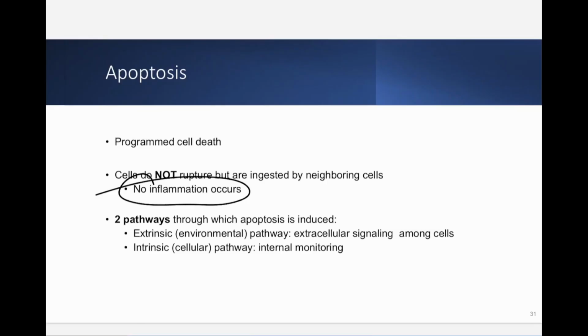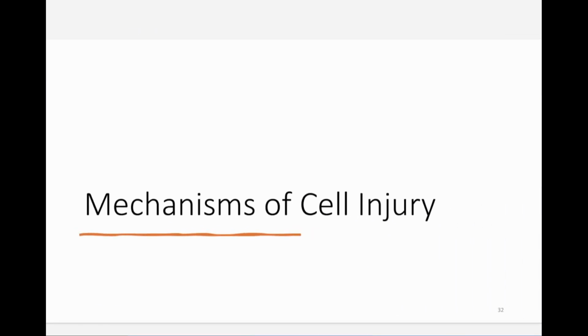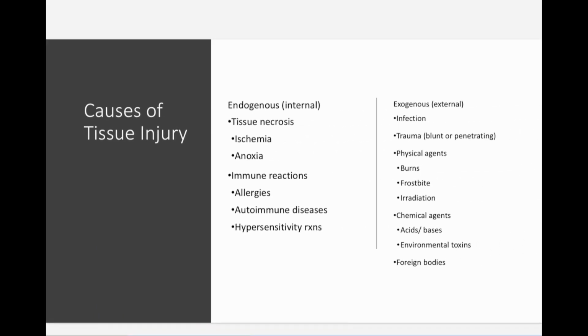There's two pathways by which apoptosis is induced. What tells the cell, hey, it's time to shrink and die? We have an extrinsic, which is an environmental pathway, and the intrinsic, which is a cellular pathway. You don't have to go into much detail on that, but we have ways to tell our cells that they've survived their use and they're done. So now let's talk about how we can injure our cells. And we'll talk about these things as we go through them.